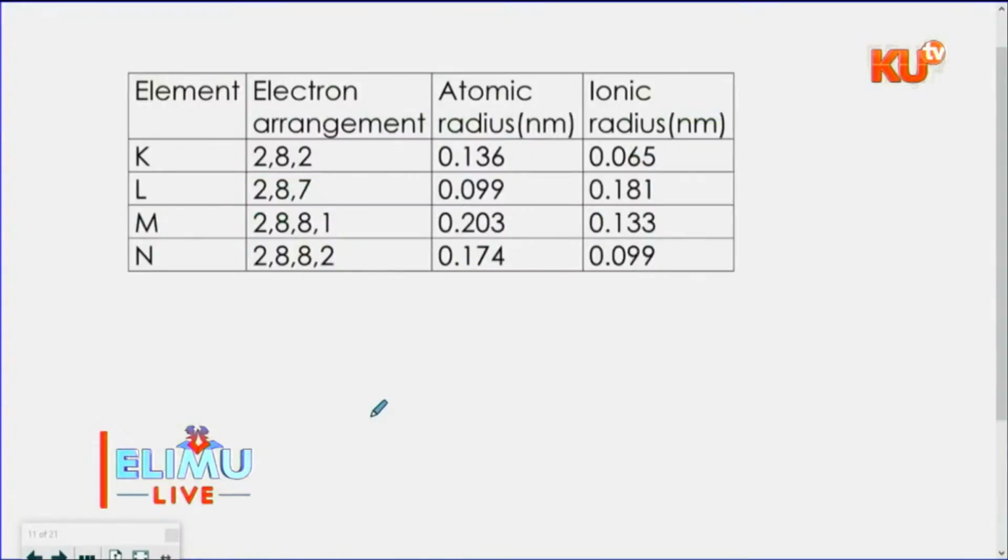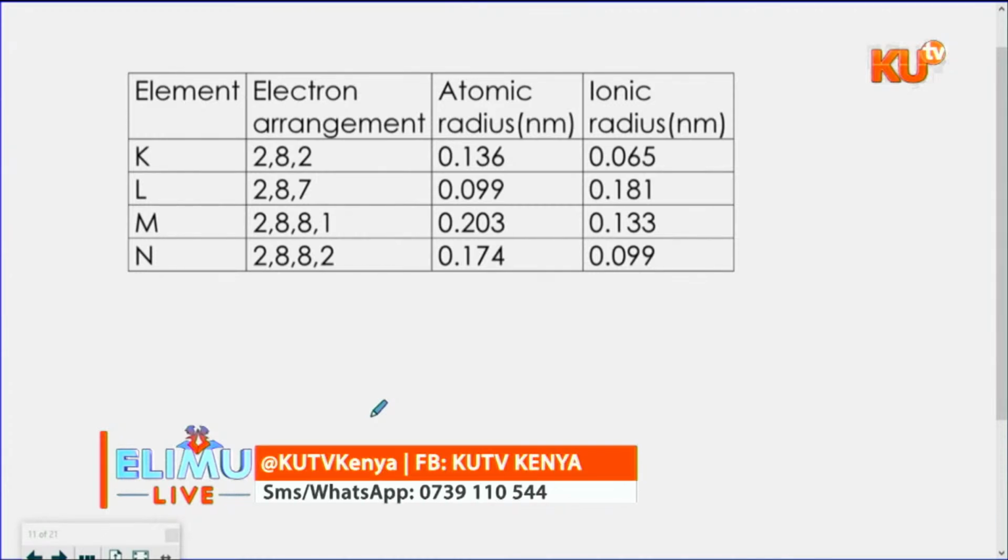So for metals, the ionic radius will be smaller than the atomic radius, while non-metals gain electrons while forming ions. So for non-metals, when you compare the ionic radius and atomic radius, the ionic radius will be more. When you go back to the table, you'll be able to see which one is a metal and which one is a non-metal. Like K, compare the atomic radius and ionic radius, 0.136 and 0.065. Since the ionic radius is smaller than the atomic radius, K is classified as a metal.